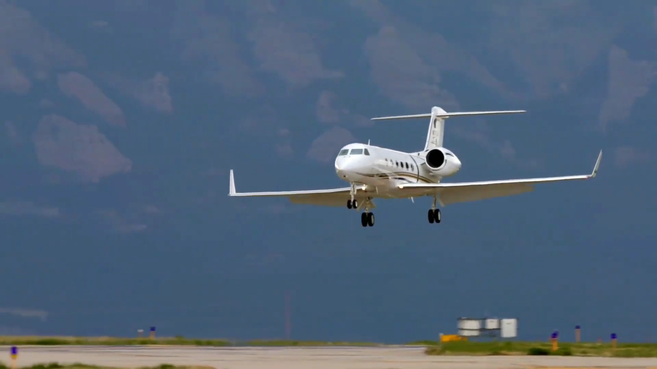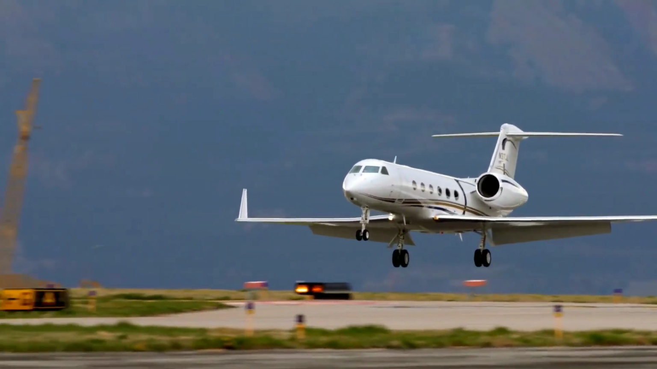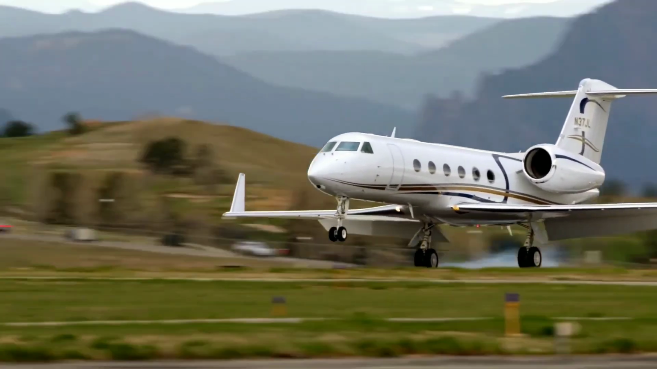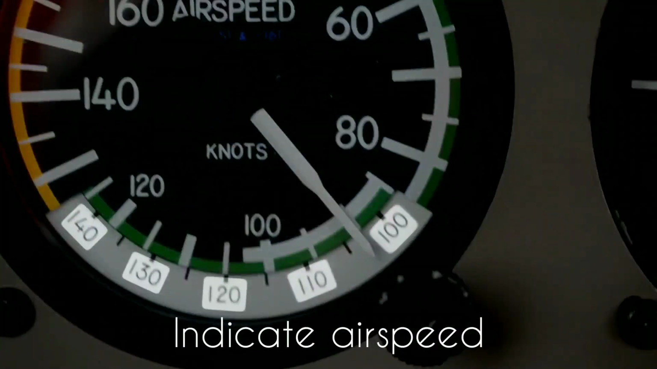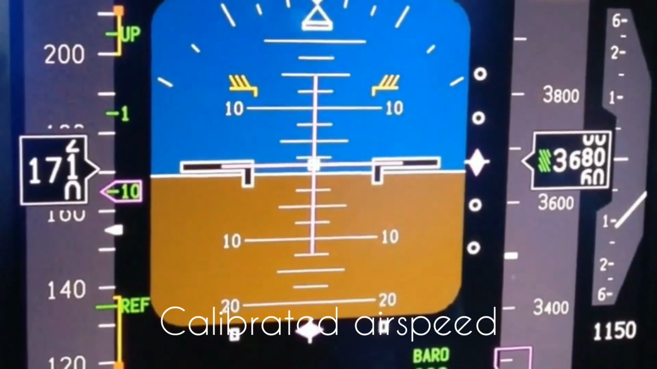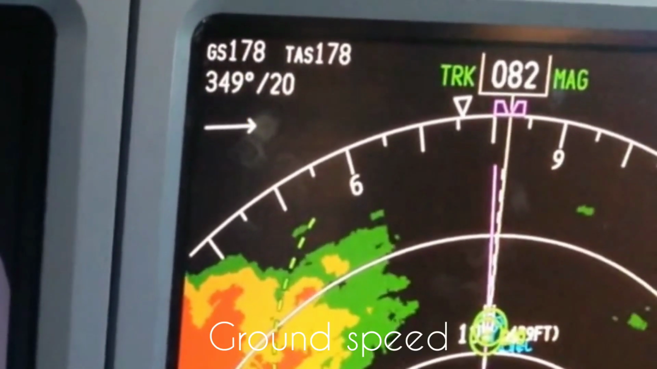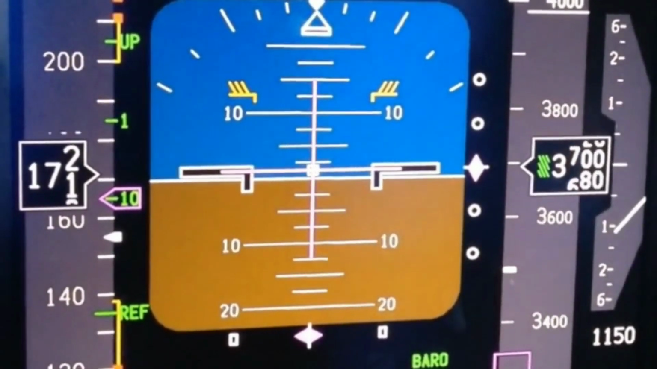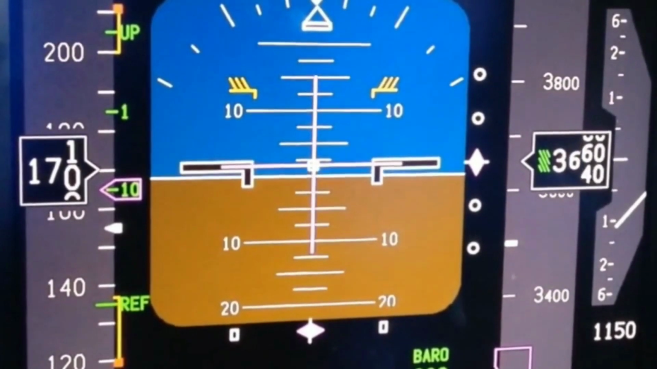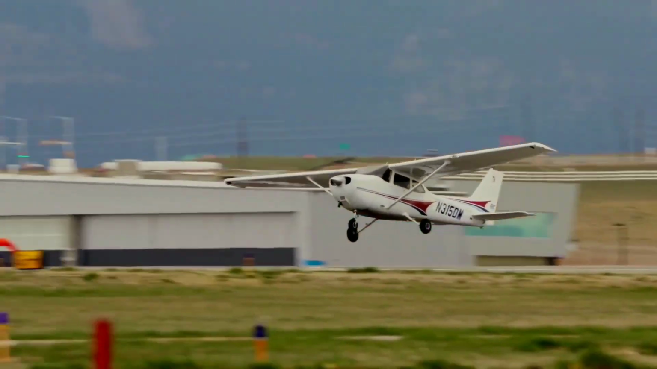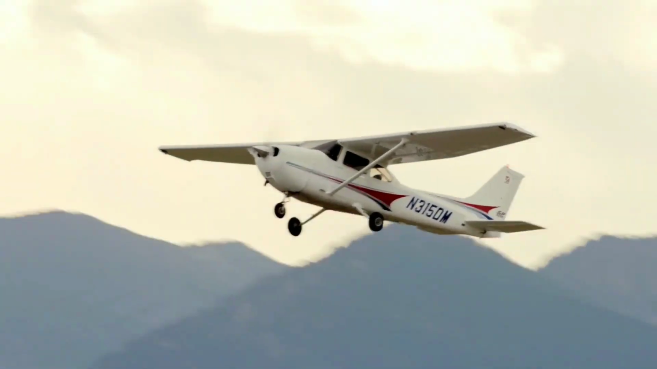There are different types of airspeed readings in an aircraft. Some of them are indicated airspeed, calibrated airspeed, true airspeed, and ground speed. We have already discussed indicated airspeed. Now let us know one by one about the remaining airspeeds.